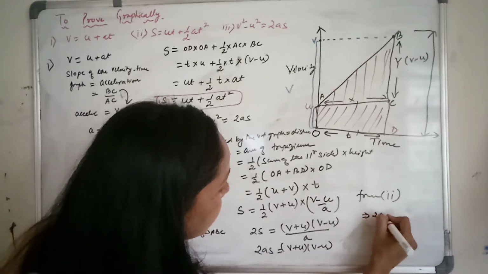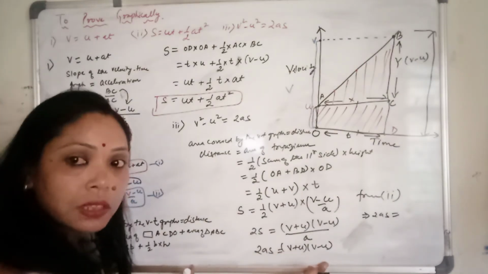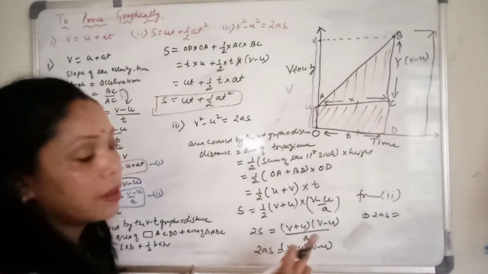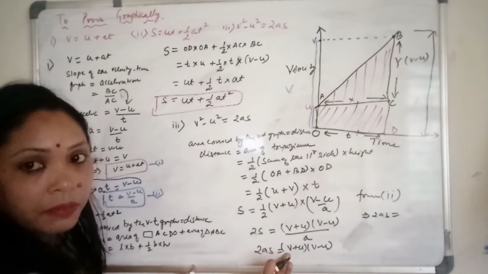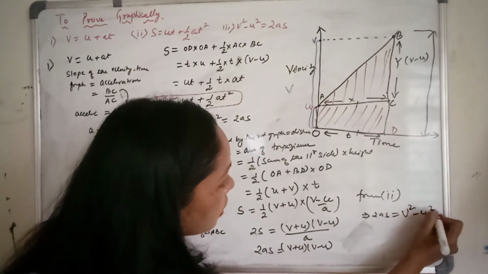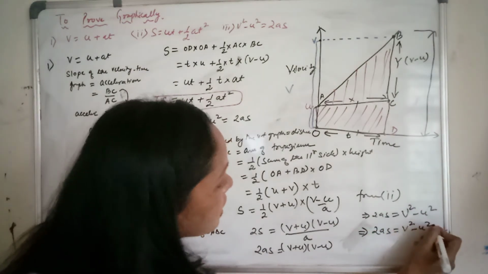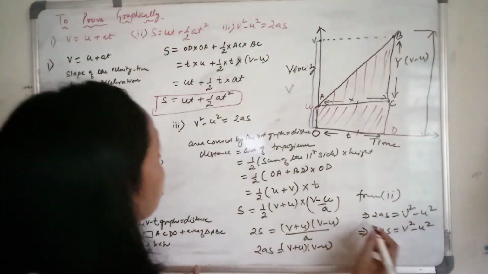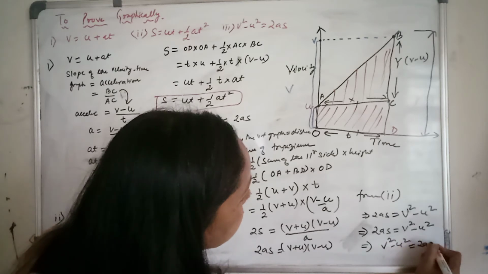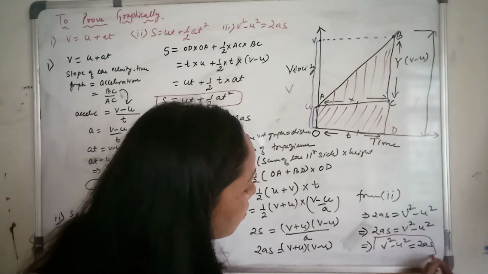So, twice AS is equal to, what is this formula? V plus U, V minus U. In maths also we have used A plus B, A minus B, A square minus B square. So, here A is your V and B is your U. So, this is V square minus U square. So, twice AS is equal to V square minus U square. So, in a different way also, V square minus U square equal to twice AS. So, this is the third equation of motion.